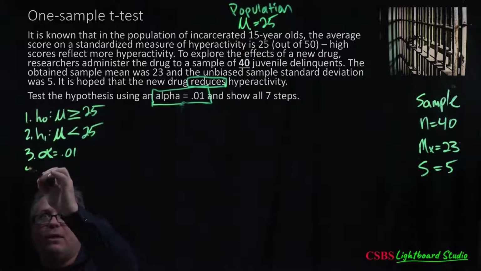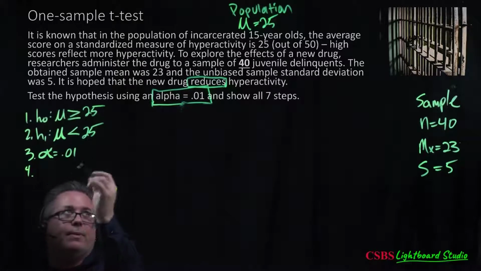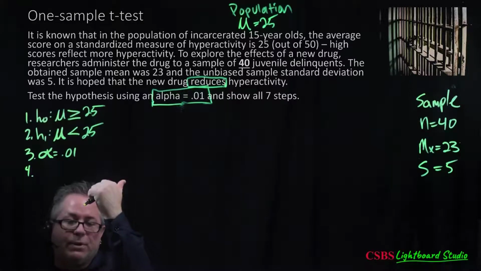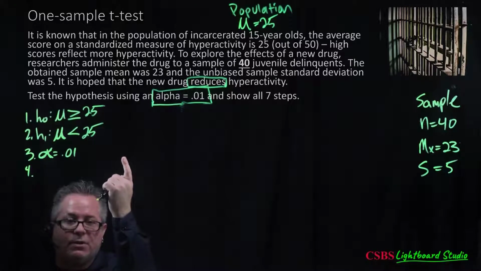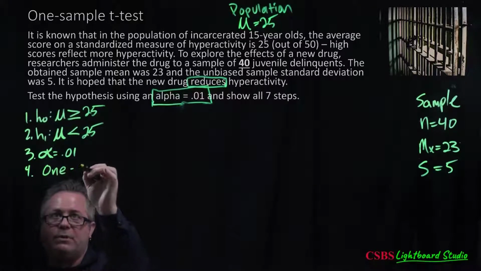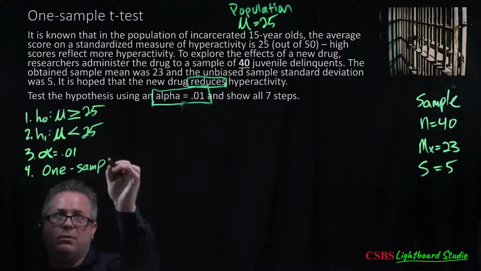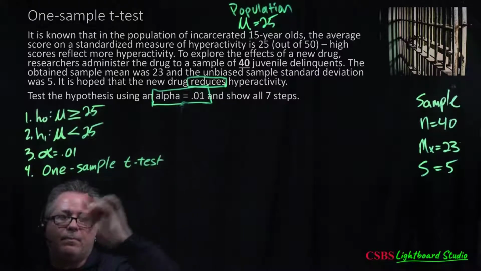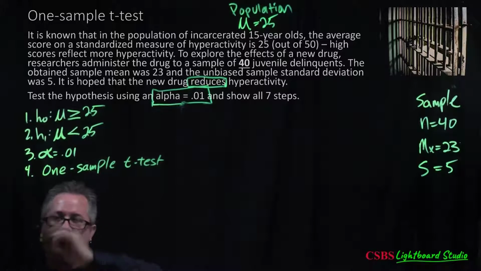Step 4, what kind of test is this? Well, again, it's stated right at the very top, but things to look for: you're given the population mean, but not the population standard deviation. So this is going to be a one sample t-test instead.